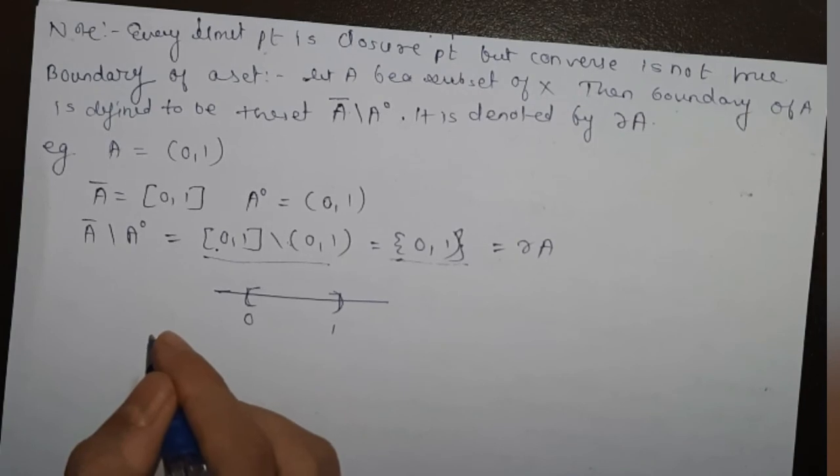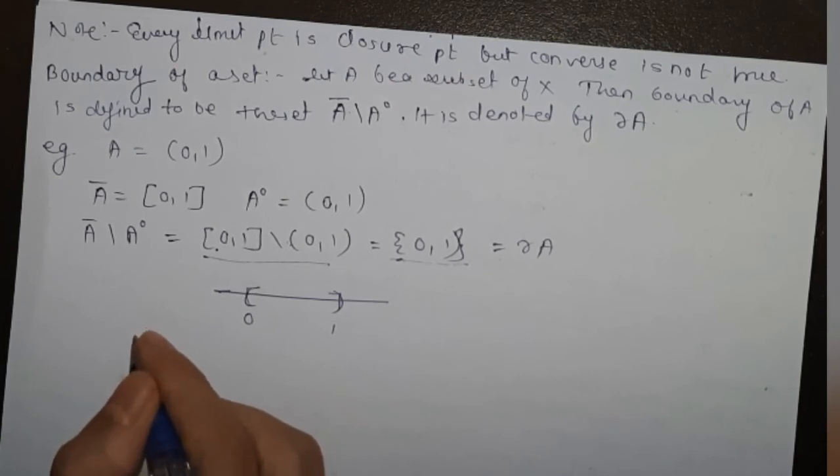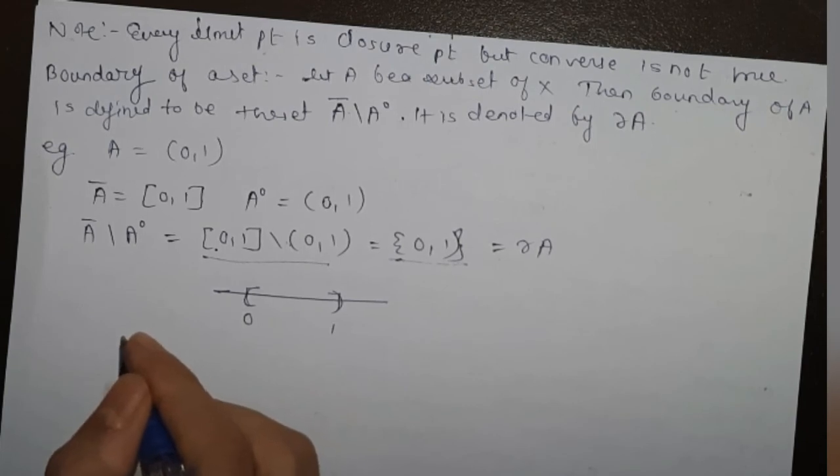In the next video we will see equivalent metrics, when we say two metrics are equivalent, and afterwards we will take sequences and subsequences, Cauchy sequences, and the definitions of those.